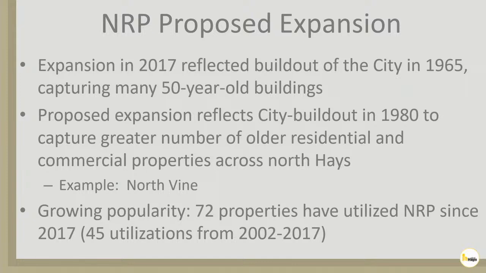As discussed previously, the proposed expansion has also been designed to preemptively include many properties that are not yet 50 years old, but could soon be approaching that age within the next few years in order to prevent the need for multiple future expansion efforts. And then finally, a reason to consider an expansion now is that increasing the number of eligible properties could potentially also increase awareness and popularity of the incentive. This was seen after the expansion in 2017, so hopefully something could be seen again now.